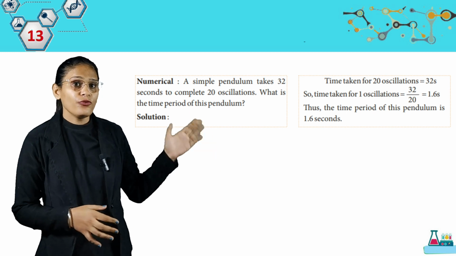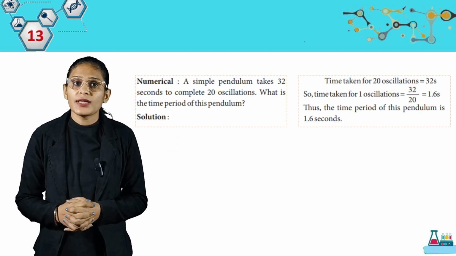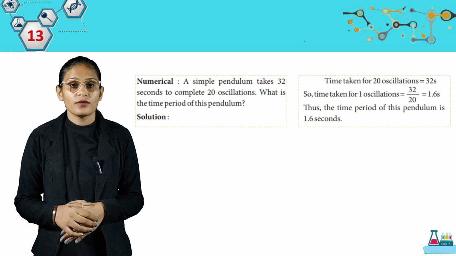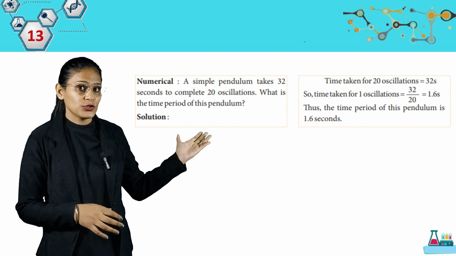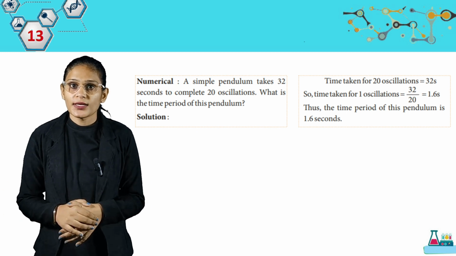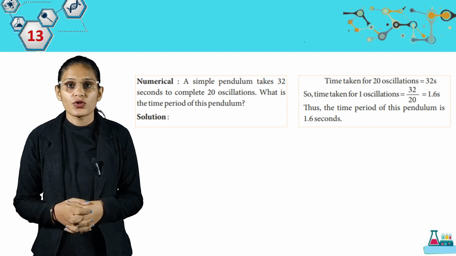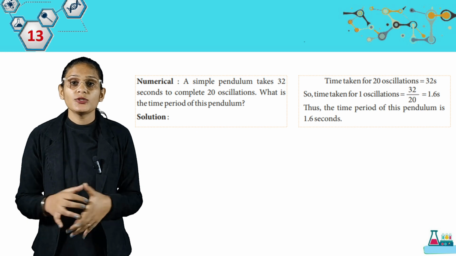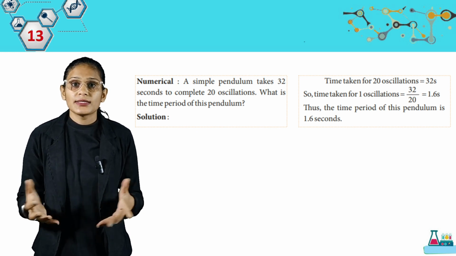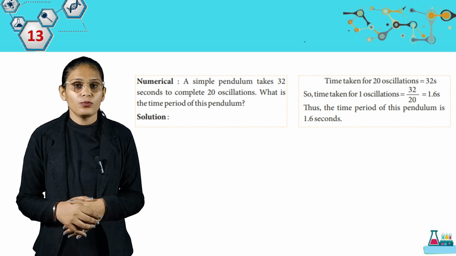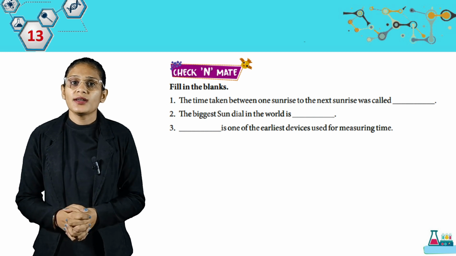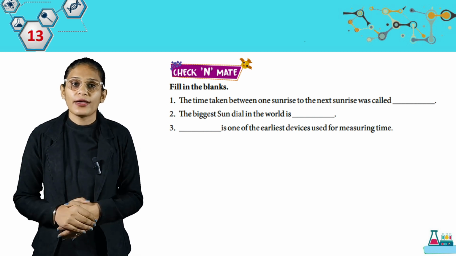Here we have a numerical. A simple pendulum takes 32 seconds to complete 20 oscillations. What is the time period of this pendulum? So here is the solution. Time taken for 20 oscillations is equal to 32 seconds. So time taken for 1 oscillation is equal to 32 divided by 20, which is equal to 1.6 seconds. Thus the time period of this pendulum is 1.6 seconds. Now we have Check and Mate. As we already read about these things, you can do it by yourself.